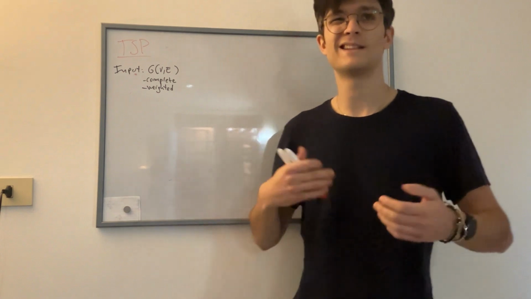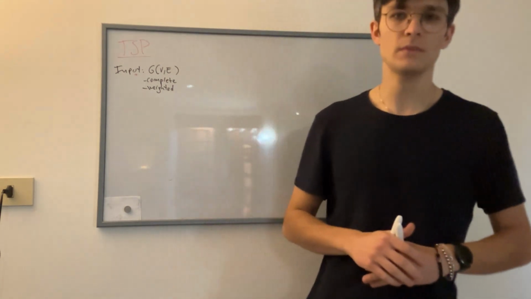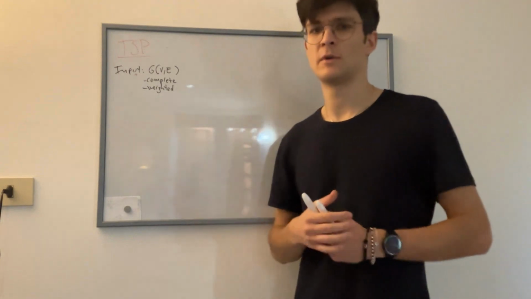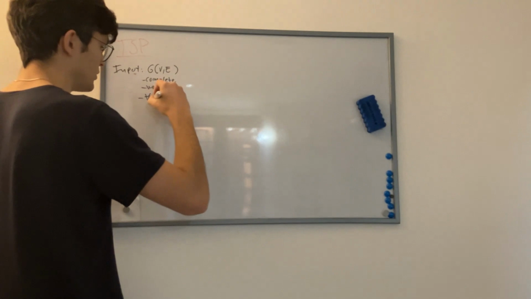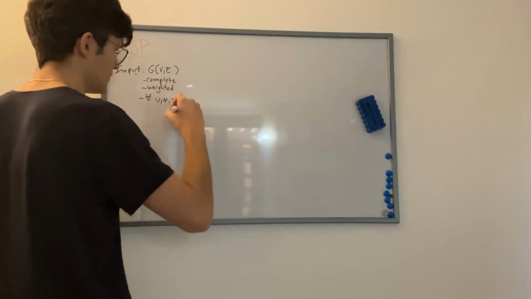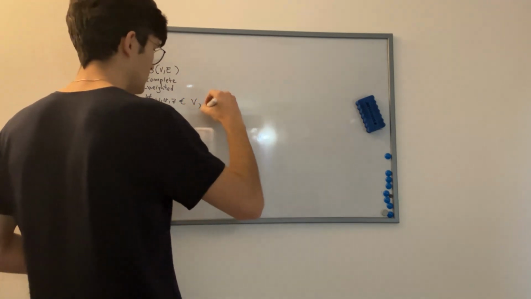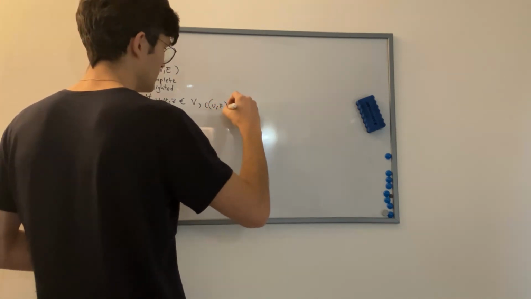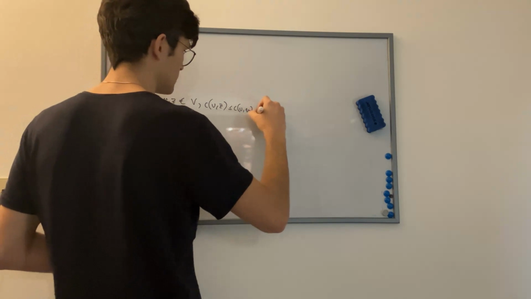So we want to add some extra constraints so that we can find a more doable approximation algorithm. For this approximation algorithm that I'm about to show you, we are going to assume that for each triplet U, V, Z of nodes in the vertex set, the cost of going from U to Z is always less than or equal to the cost of going from U to V plus the cost from V to Z.